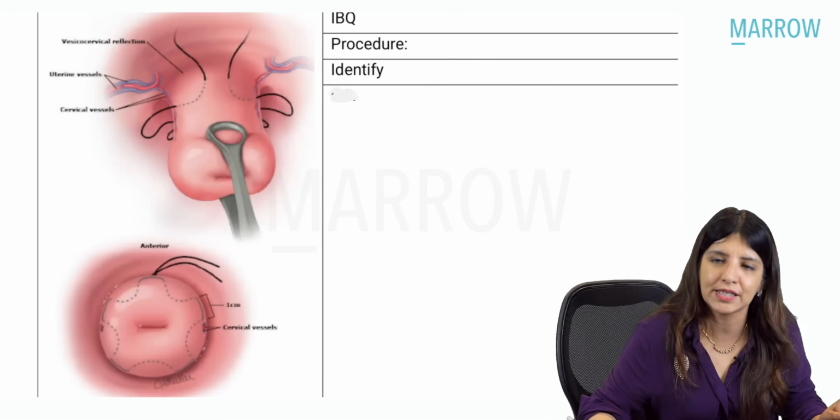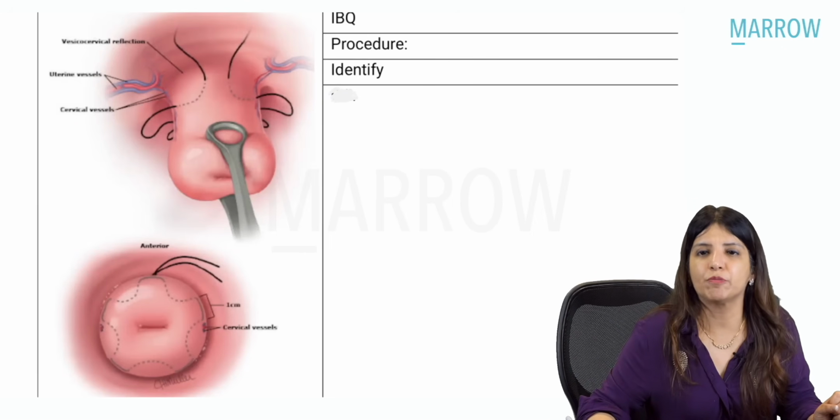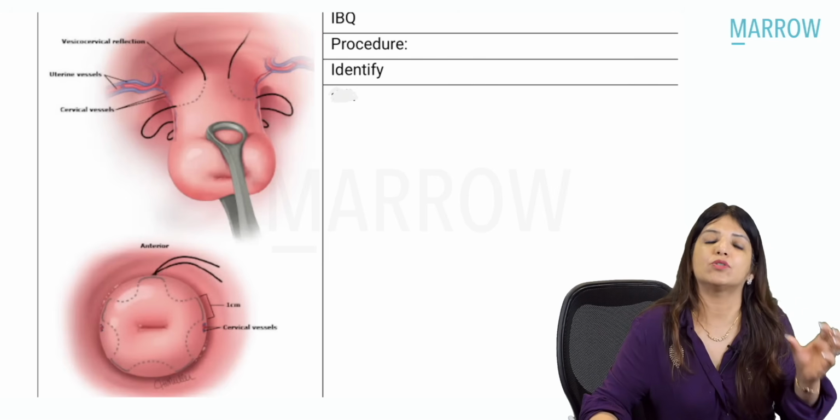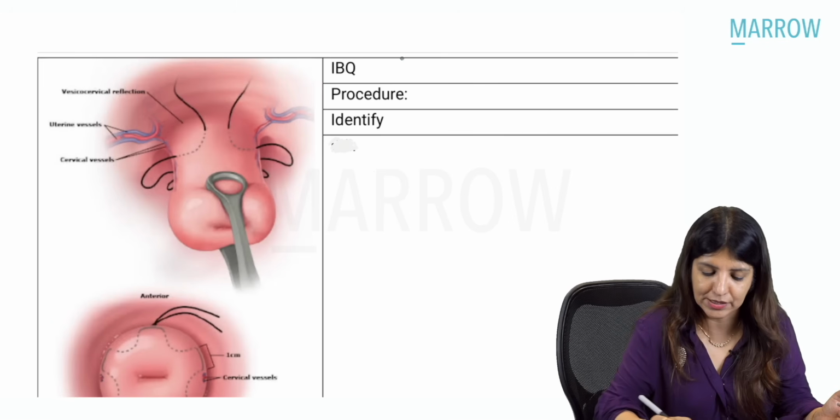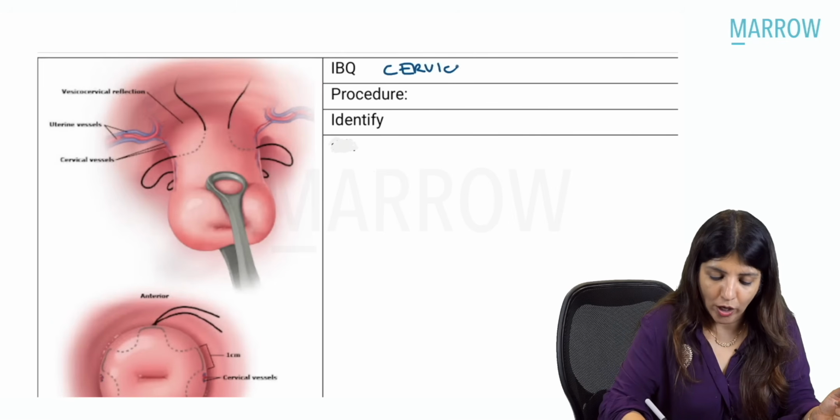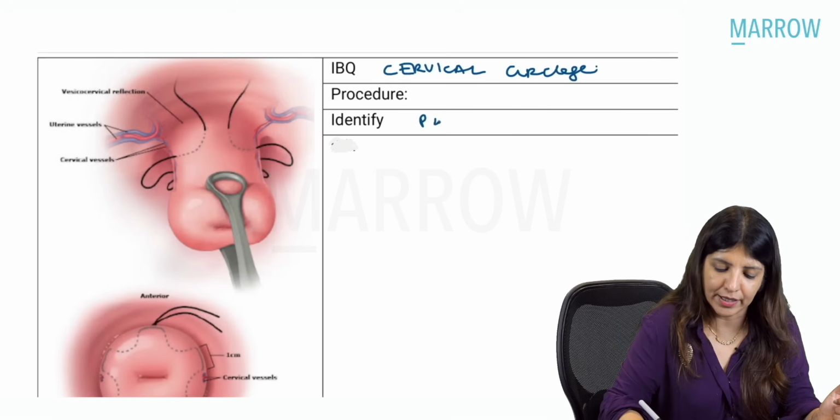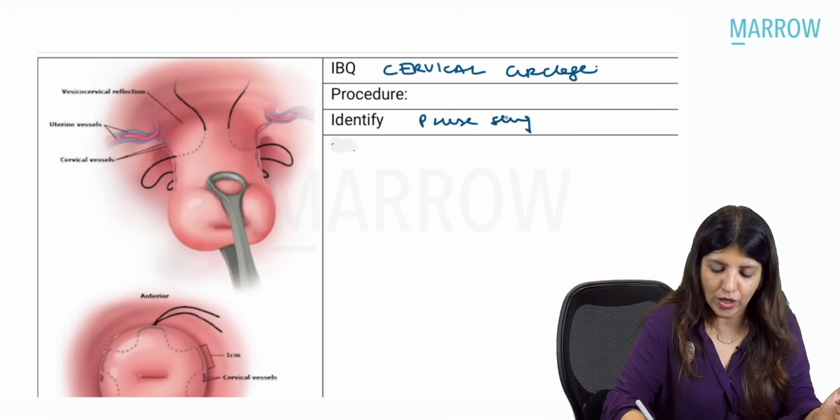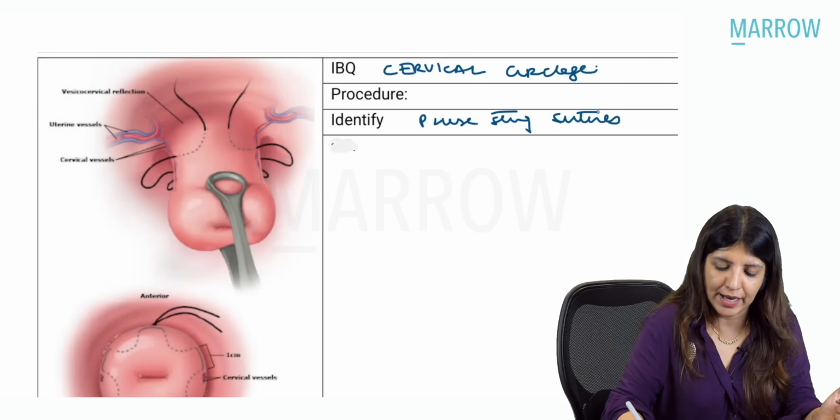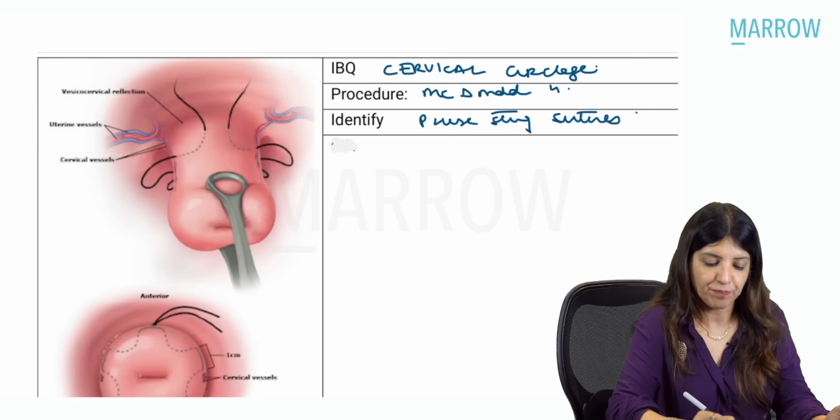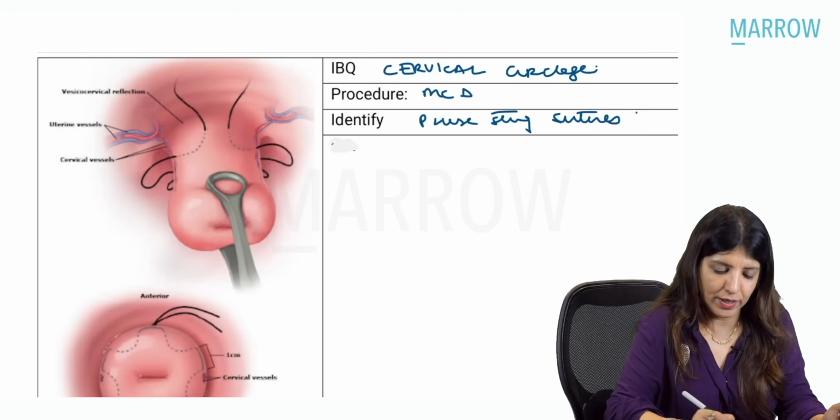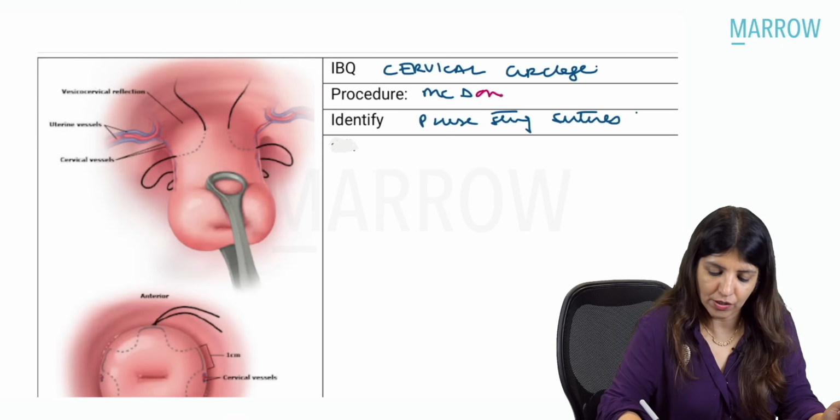Over here, you are seeing that a stitch is being applied on the cervix, and this is what is called cervical cerclage, right? What procedure is being done? Over here, the identification mark is that purse string sutures are being applied, and purse string sutures being applied means you are doing McDonald cerclage, right? So you are doing McDonald cerclage.